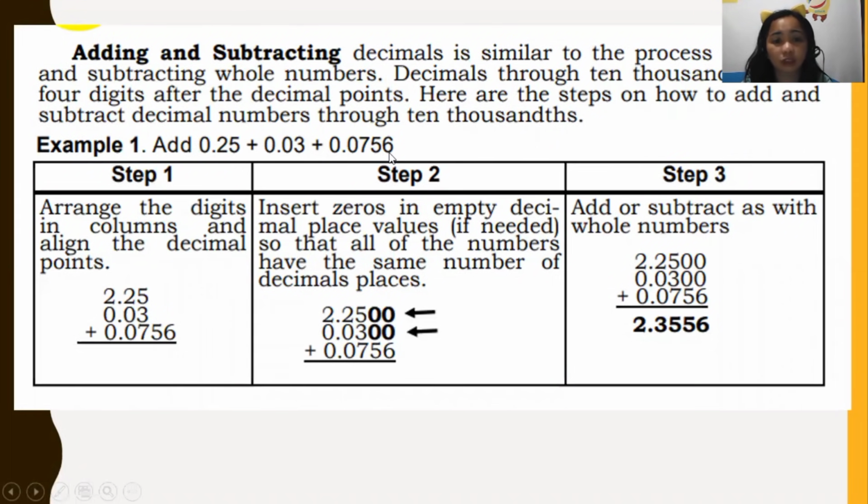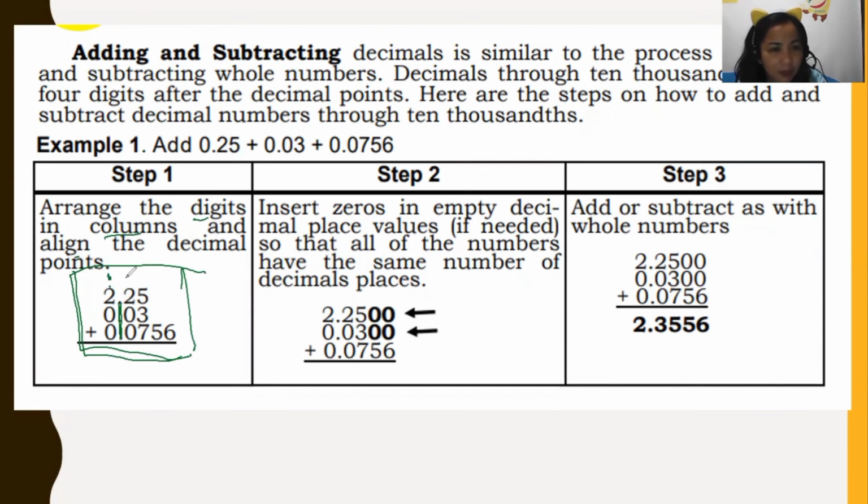756 10,000ths. Step 1, arrange the digits in column and align the decimal point. Look at the example here. So, dapat daw, isulat mo siya in column. And then, yung decimal point, pantay-pantay. The same with the digits. Lahat ng whole number, pantay. The tenths place value, pantay din.